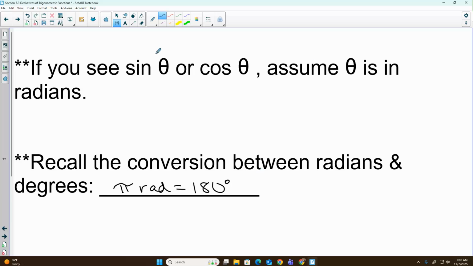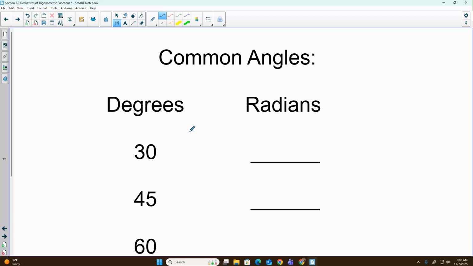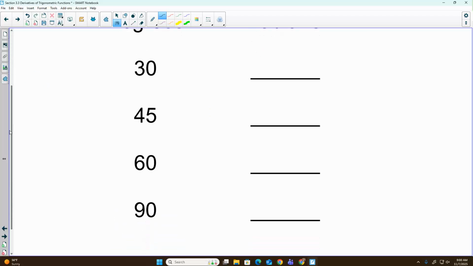Our common ones, just as a refresh while we're here, 30 degrees is equal to what in radians? 5 or 6. 45 degrees, 60 degrees, and 90 degrees is pi over 2. So those are the common ones.